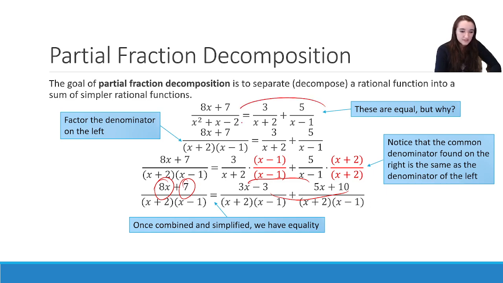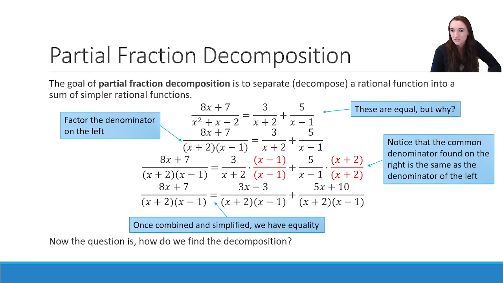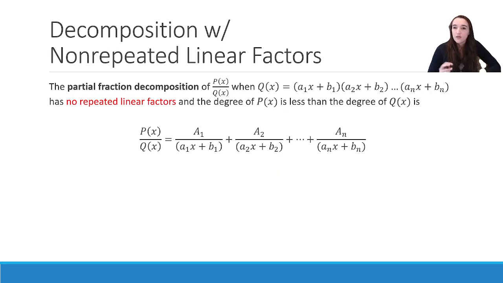So this is the decomposition, though. How did I get there? I can see how I can work my way backwards, but how do I get there in the first place? Well, that's the question of this whole chapter. How do I decompose? So first, we're going to start with the simplest form of decomposition we have, which is when we deal with a denominator with non-repeated linear factors.